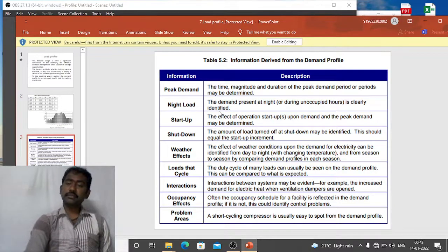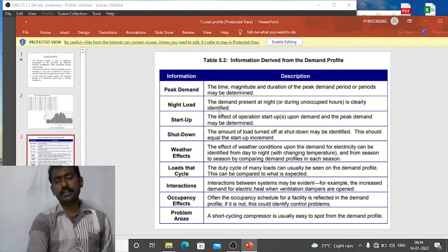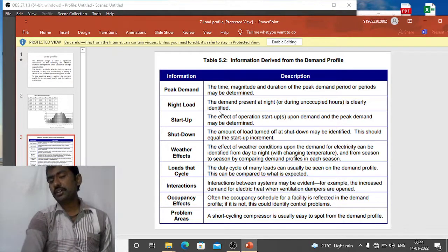So the information derived from the demand profile is peak demand, night load, startup, shutdown, weather effects, loads that cycle, interactions, occupancy effects, and problem areas. Peak demand: the time, magnitude, and duration of the peak demand period or periods may be determined. Night load: the demand present at night is clearly identified. Startup: the effect of the operation startups upon the demand and the peak demand may be determined. Shutdown: the effect of the amount of load turned off at shutdown may be identified. This should equal the startup increment.